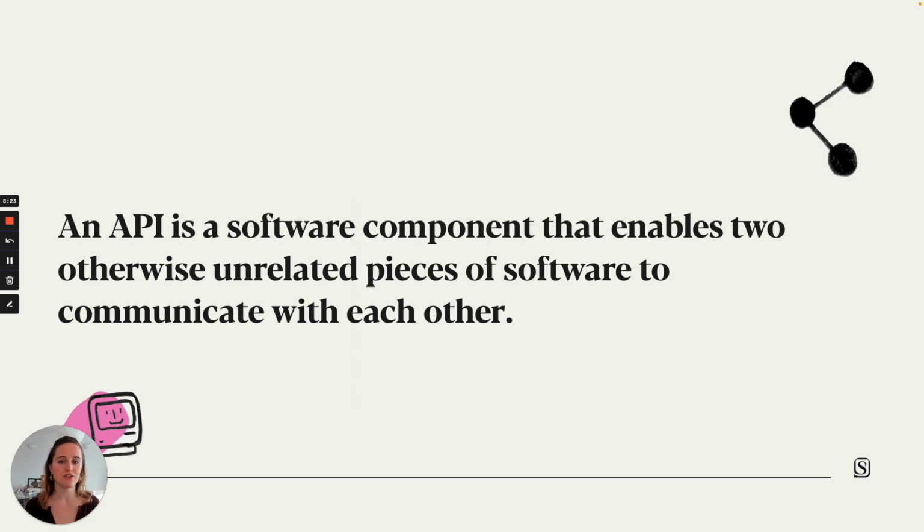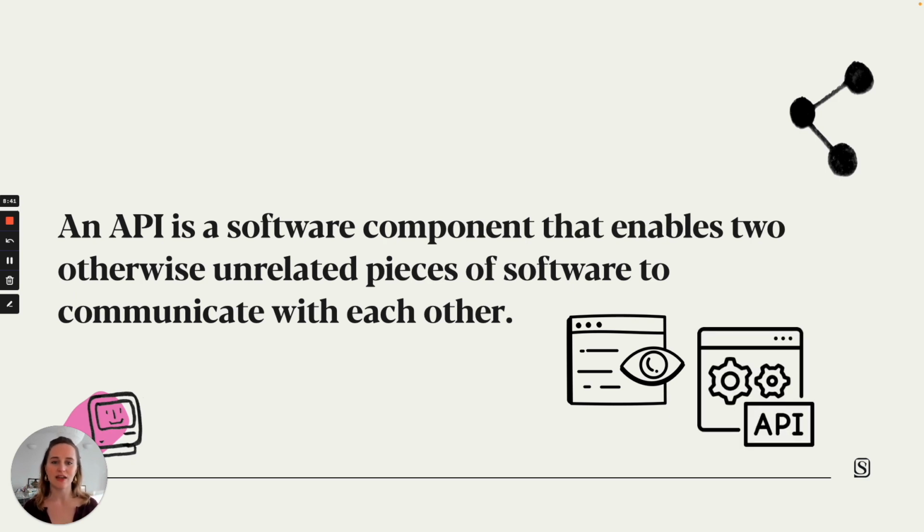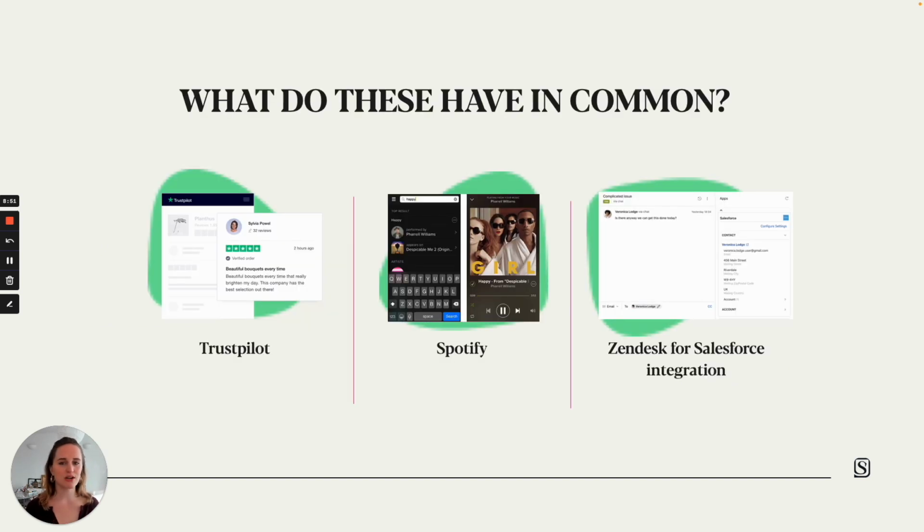To revisit our definition from before, an API is a software component that enables 2 otherwise unrelated pieces of software to communicate with each other. It consists of standardized rules and functions that determine what data may be taken from or modified within an application, and it includes a software interface that is written to support those technical specifications. And in just a little bit, we're going to get into what a software interface is. Let's look at a few more examples.